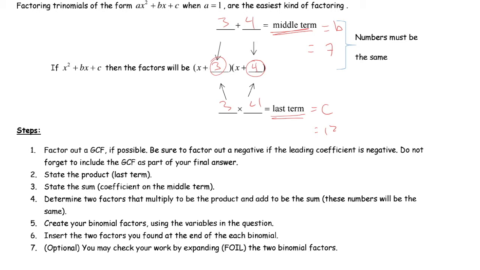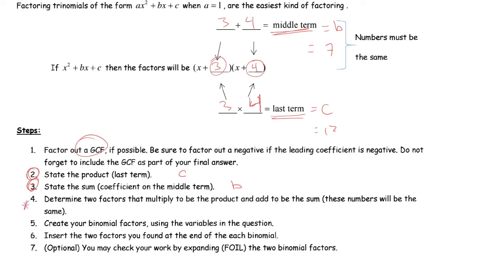So here we go, just to lay out some steps before we do some examples, because until we start going through examples, it's probably hard to follow along. First thing we're going to do: factor out a greatest common factor if possible. And if that leading coefficient is negative, you might want to factor that out. Then state the product. In other words, I want you to state the last term, C, and state the sum, that's the middle term, B. And now, this is the hard part.